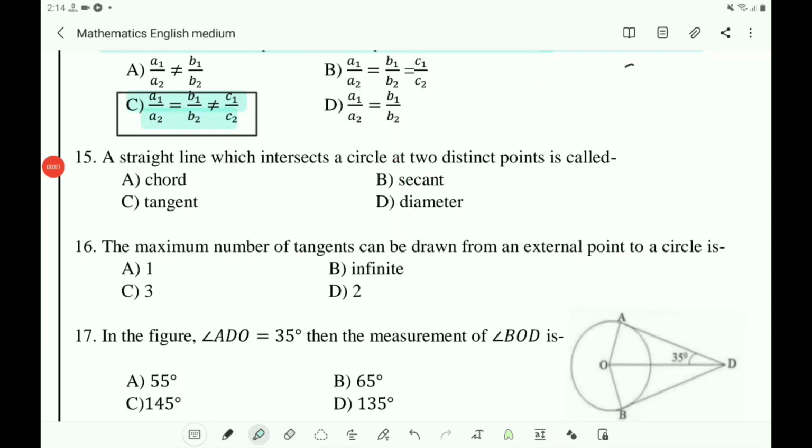Now you take question number 15. A straight line which intersects a circle at two distinct points is called. It is already discussed. Here if AB is a straight line, it intersects the circle at two points, and this is called a secant of a circle. Option B is the answer.